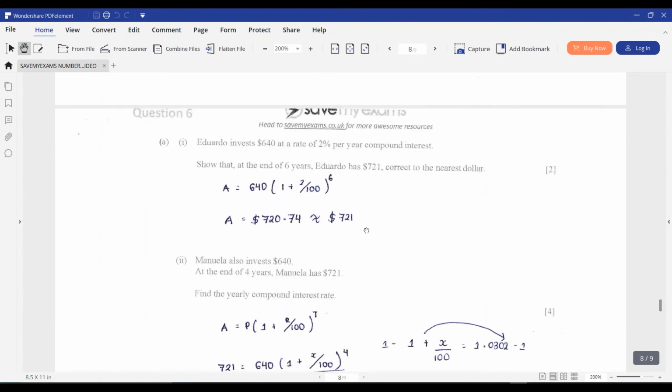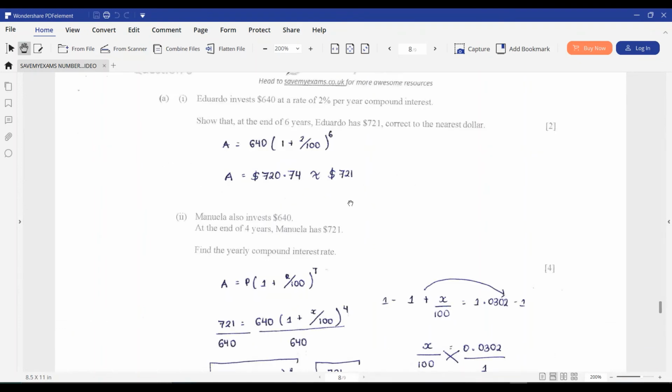Question 6. Eduardo invests $640 at a rate of 2% per year compound interest. Show that at the end of 6 years, Eduardo has $721, correct to the nearest dollar. So we would use the compound interest formula to find his total amount. So using the compound interest formula and substituting all the values in it, we would solve it using a calculator and result in the answer being $720.74. But now we are told to round it off to the nearest dollar. So $720.74 is $721 to the nearest dollar.